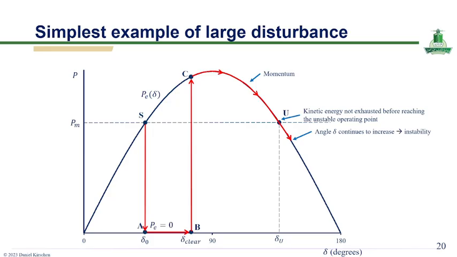As a result, the rotor continues past point U, which represents the unstable equilibrium. Since the decelerating area is insufficient compared to the accelerating area, the rotor angle delta keeps increasing, leading to loss of synchronism and system instability.